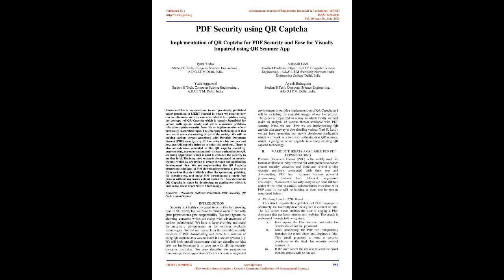We are implementing the QR Captcha protection technique on the PDF downloading process to protect it from various threats available online like spamming, phishing, file injection, etc., and make PDF downloading a hassle-free process without any worries about malware. An extension in QR Captcha is made by developing an application which is built using the latest React Native technology. Keywords: document malware protection, PDF security, QR code authentication.